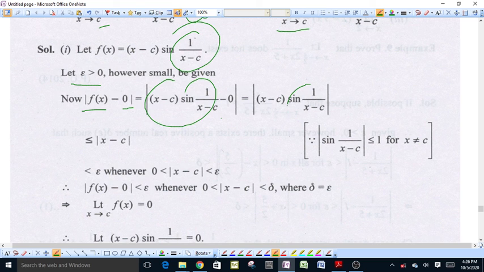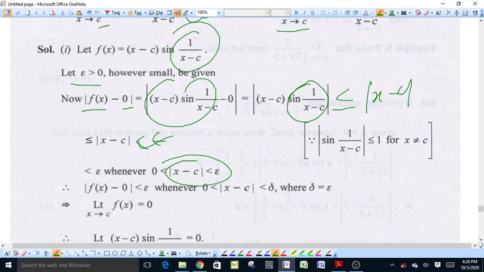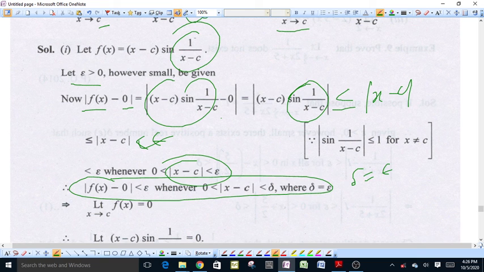Because the maximum value of sin(1/(x−c)) will be equal to 1, therefore this is less than or equal to modulus of x−c, and suppose this is less than epsilon whenever |x−c| is less than epsilon. That is, if we take delta equal to epsilon, this condition is satisfied. |f(x)−0| is less than epsilon whenever |x−c| is less than delta, for delta equal to epsilon.